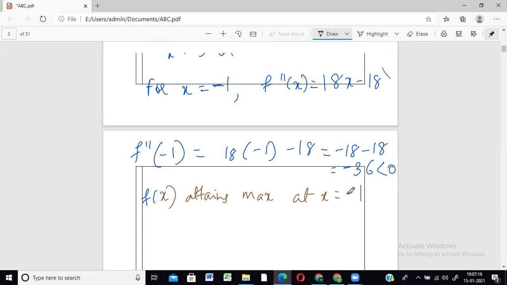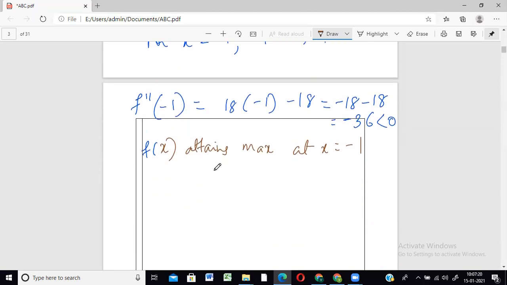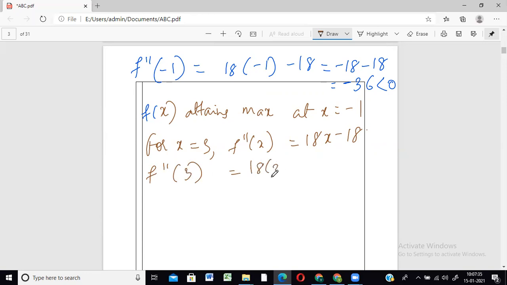But we had one more value also, right? X equal to 3 was also there. So we have to do it for x equal to 3 as well. So for x equal to 3, f double dash x is equal to 18x minus 18. So we have f double dash of 3, which is equal to 18 into 3 minus 18. So this is nothing but 54 minus 18. So that's equal to 36. Now this is 36, which is of course greater than 0.